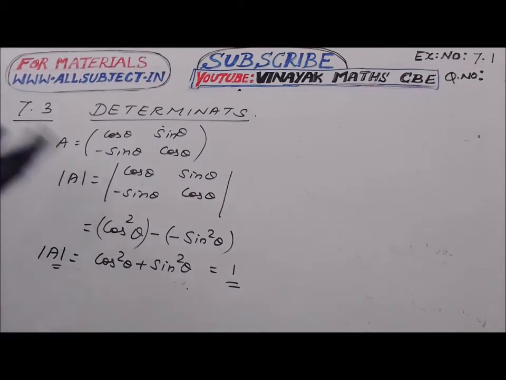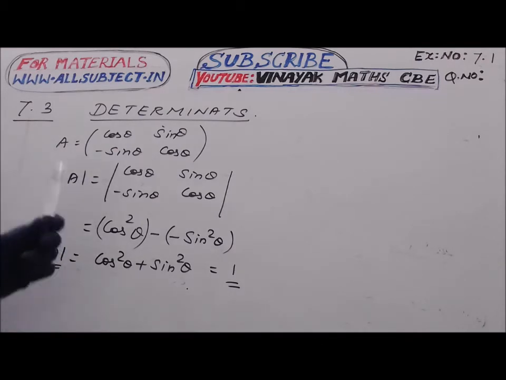So this is known as the determinant value of A. Like this we have many matrices, and for every matrix we have a different determinant value.